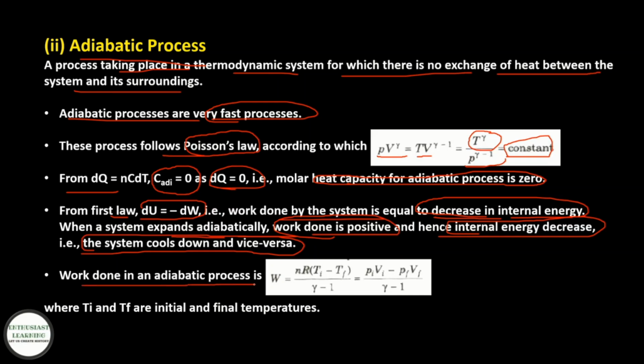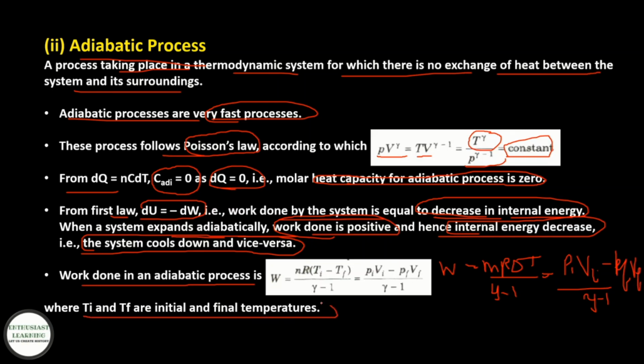Work done in an adiabatic process is W = nRΔT/(γ - 1) = (P_initial V_initial - P_final V_final)/(γ - 1), where T_initial and T_final are the initial and the final temperatures.